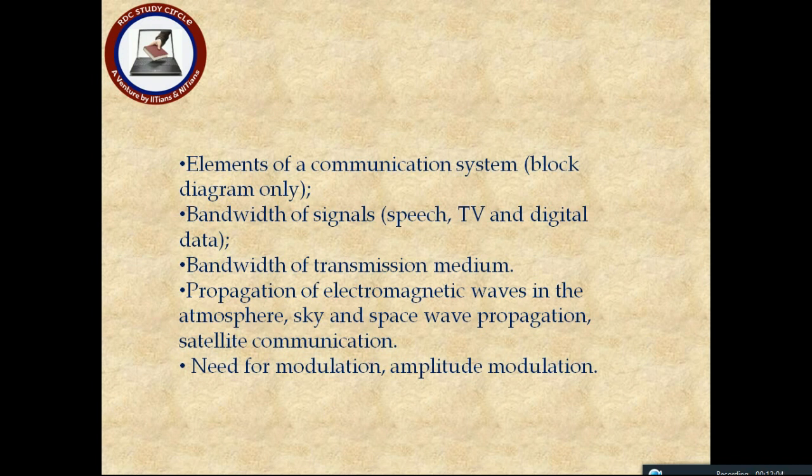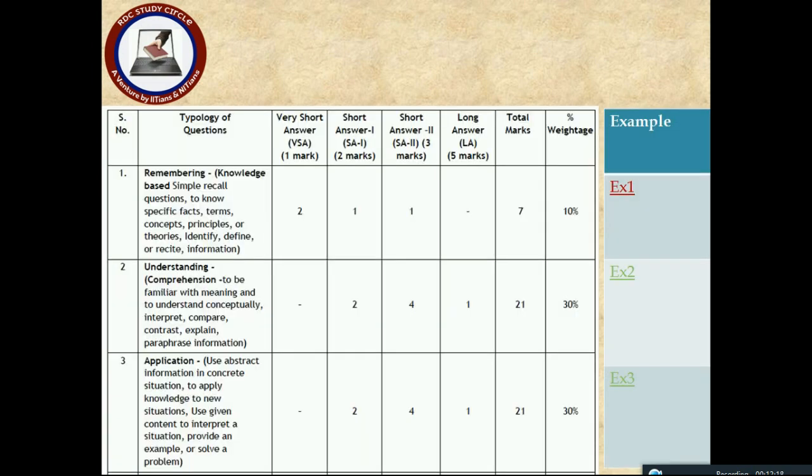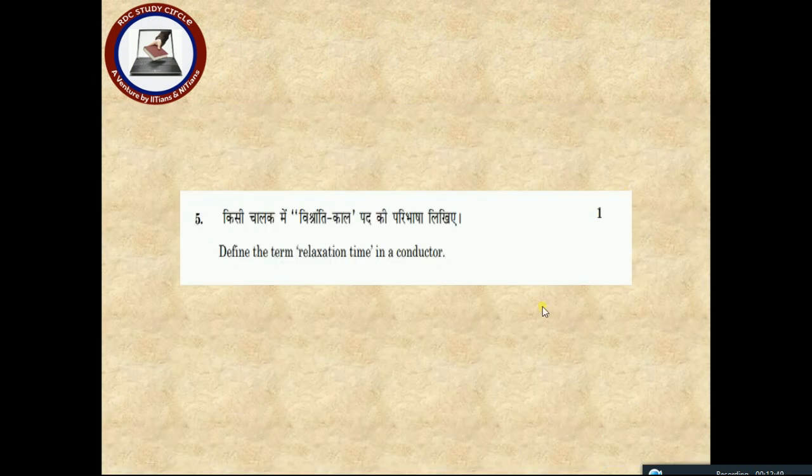Let's see the paper design pattern. In CBSE final exams, questions are based on different difficulty levels, and we try to classify them in 5 categories. The first category is remembering skills. In that, the ability of a student to remember, simple recall of questions, to know specific facts, terms, some concepts, principles, theories, identify some objects, define or recite some information. And the weightage of such questions in the final exam is 10%. Let's see an example of a remembering category question: define the term relaxation time in a conductor.